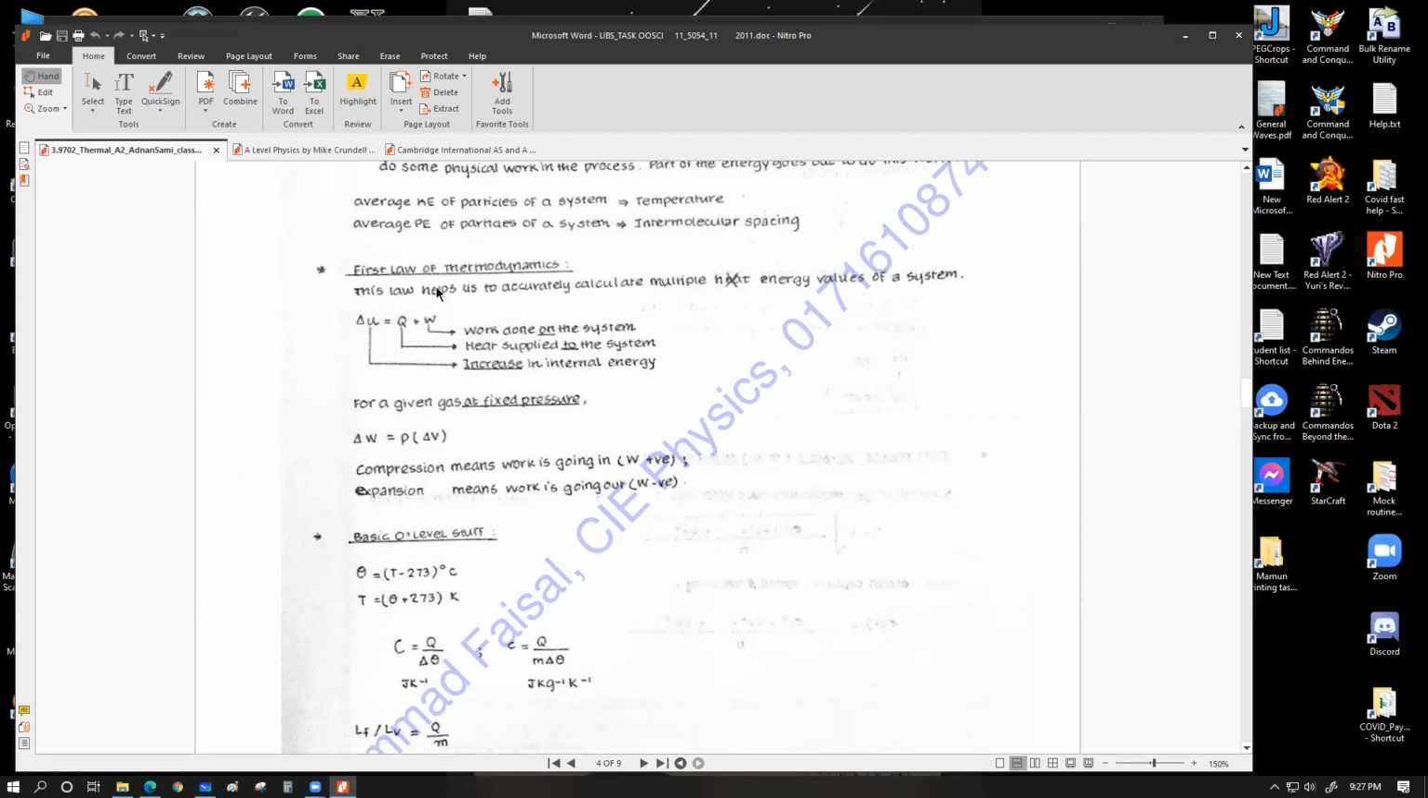The first law of thermodynamics. This law helps us to accurately calculate multiple energy values of a system.